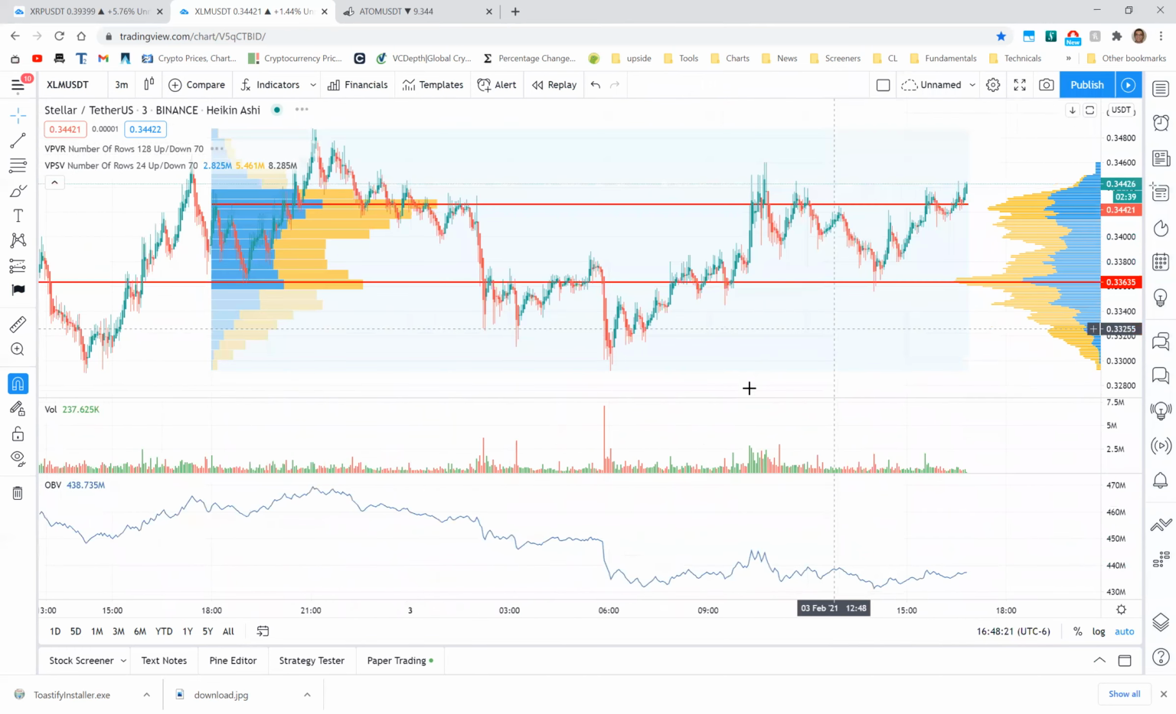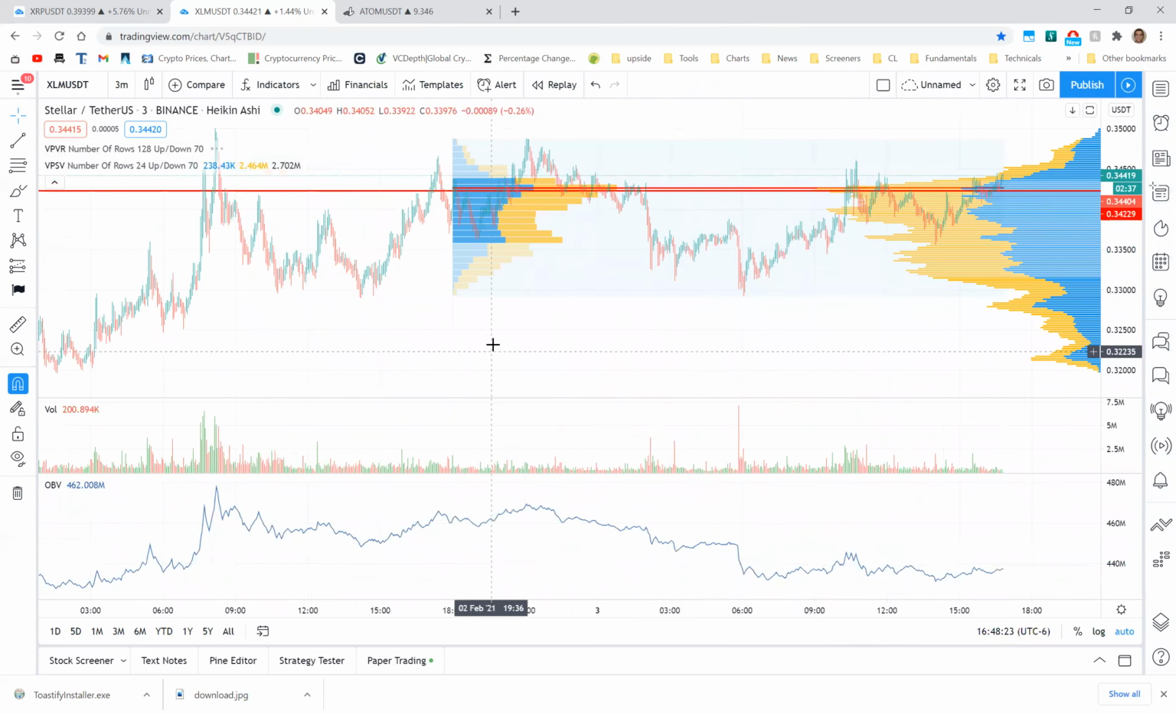So here's an example of XLM. We have smart money averaging in all the way till here. And then right here, smart money decided to leave. So they started limit selling here, limit selling, limit selling.